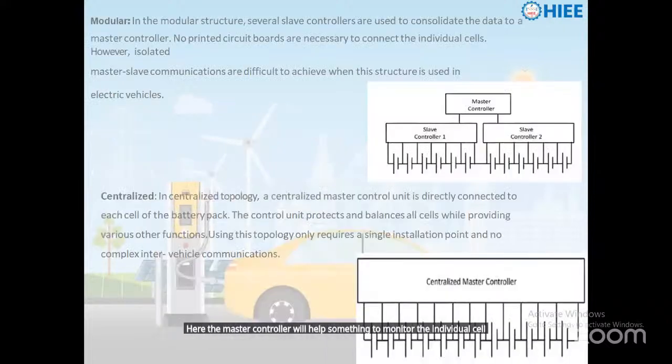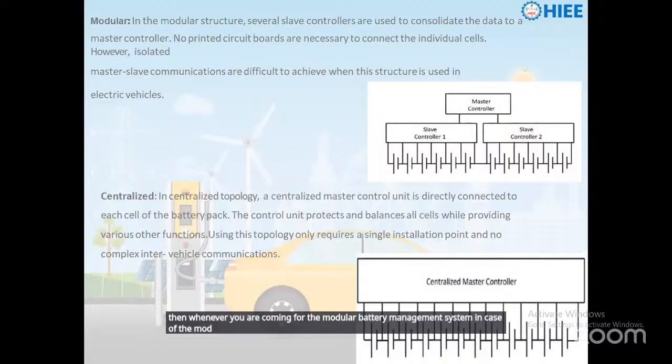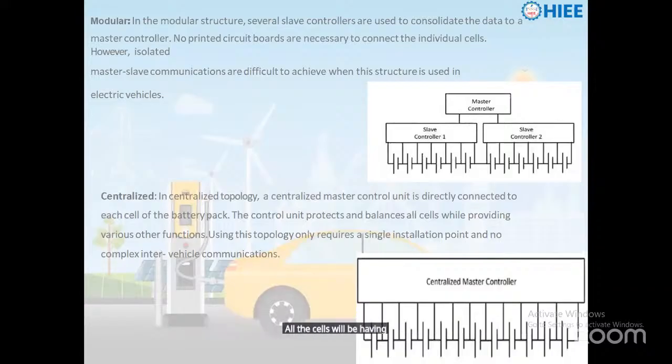Then coming to the modular battery management system, sets of cells are connected to one controller, and all the controllers are monitored by a single master controller. Then coming to the centralized battery management system, all the cells have only one controller, which is monitoring all the cells at a time.